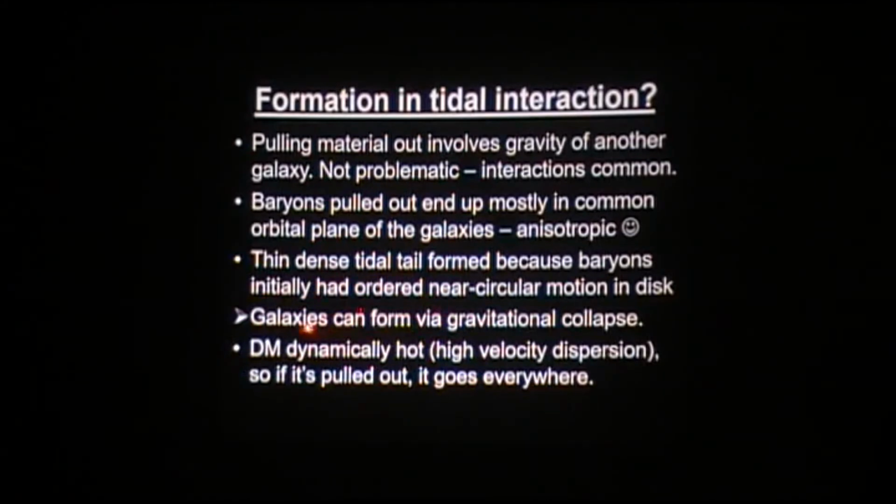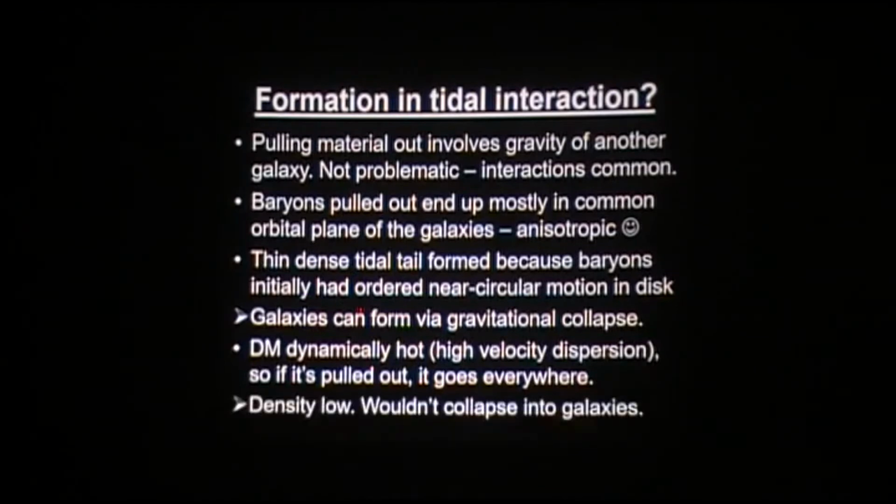So the baryons can do this, but the dark matter can't really do that because the dark matter is dynamically hot. Basically, what that means is it's like a hot gas, with random motion, pressure supporting it, rather than circular motion, centripetal acceleration. So the dark matter, if you try and pull it out by having another galaxy near Andromeda, it'll pull it out, but it'll just go everywhere, and it'll end up really low density, and it won't be able to collapse into a galaxy, right? Because of the Jeans condition, where you need a certain density for gravity to be strong enough. So it wouldn't work with the dark matter.